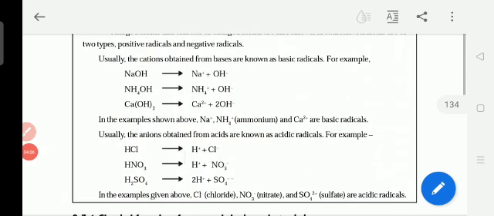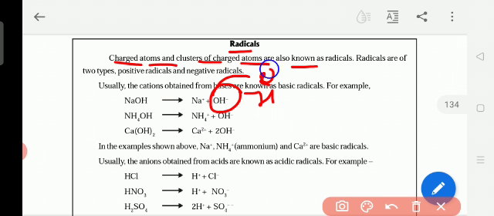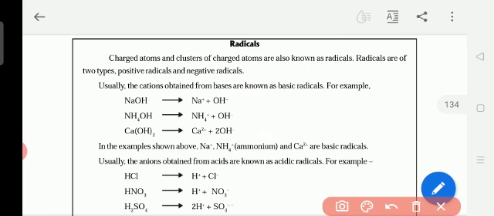Radicals: charged atoms and clusters of charged atoms are also known as radicals. For example, OH is one group, one oxygen and hydrogen, a cluster, a polyatomic group. Clusters of atoms that have a charge, plus or minus, are known as radicals. So radicals are of 2 types: positive radicals and negative radicals.